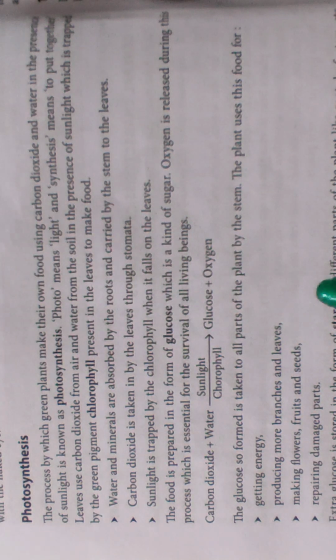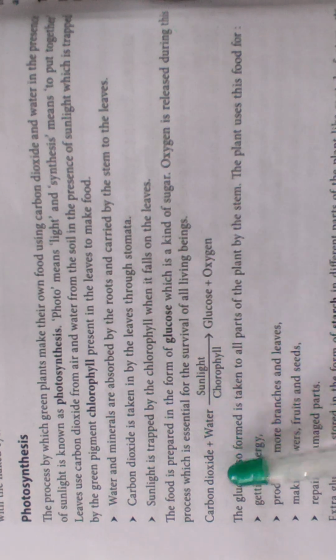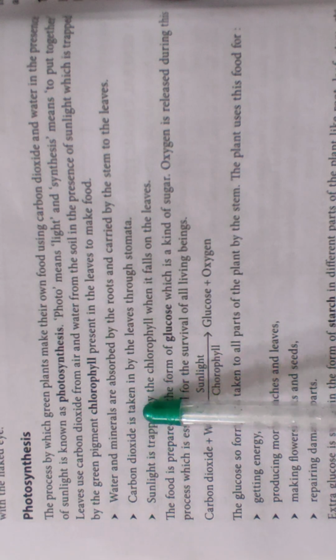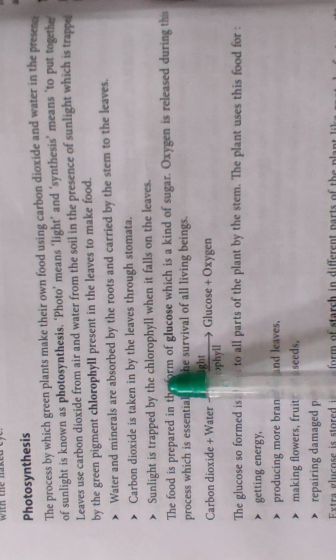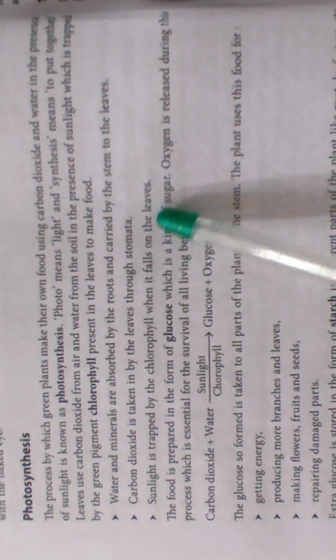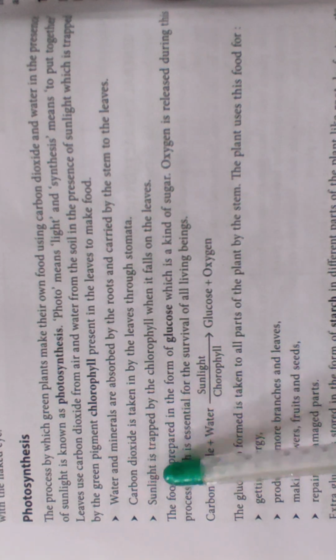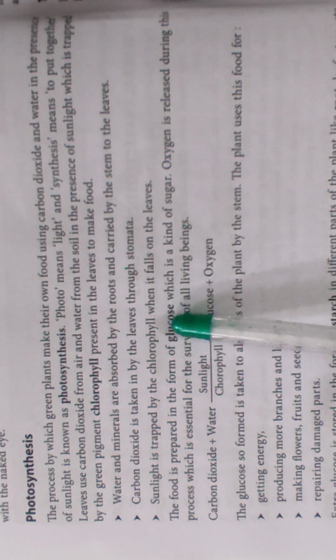Carbon dioxide is taken by the leaves through stomata. Now the sunlight is trapped by the chlorophyll when it falls on the leaves. That's why plants mainly make their food in daytime, because sunlight is trapped during daytime only by chlorophyll.